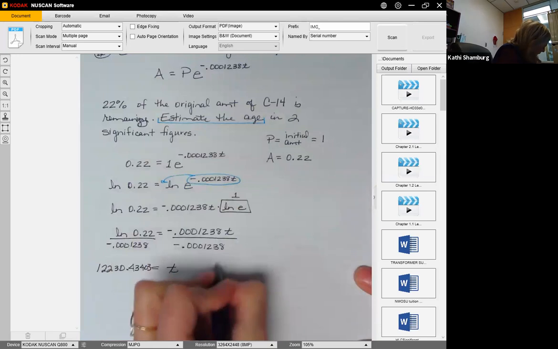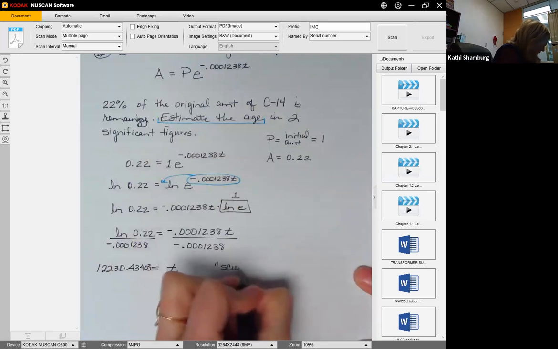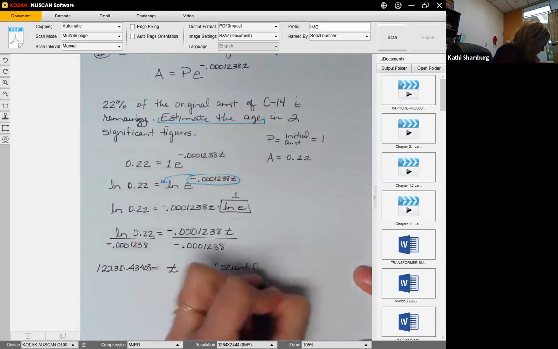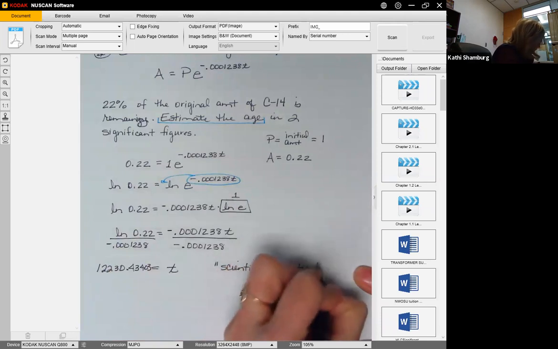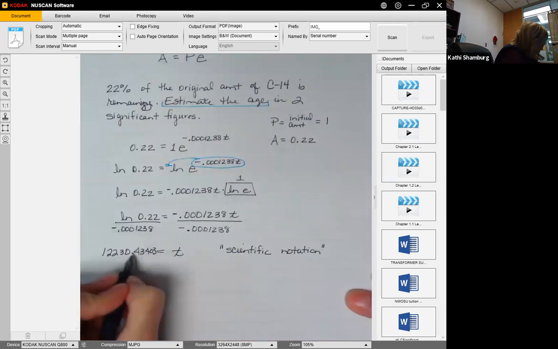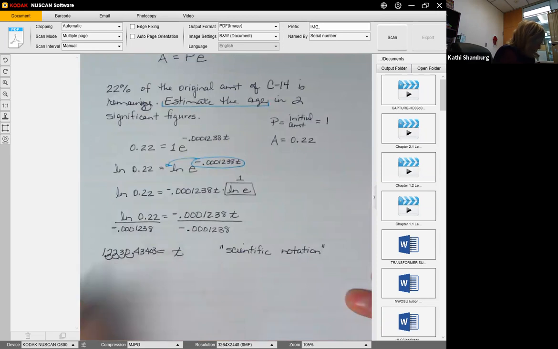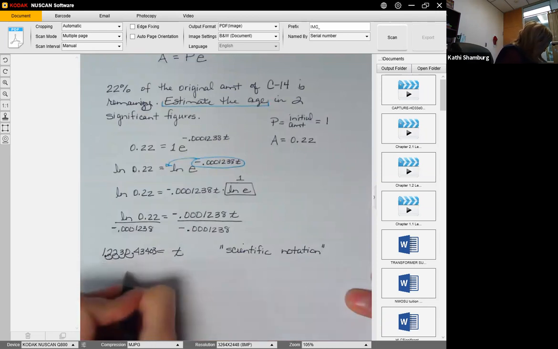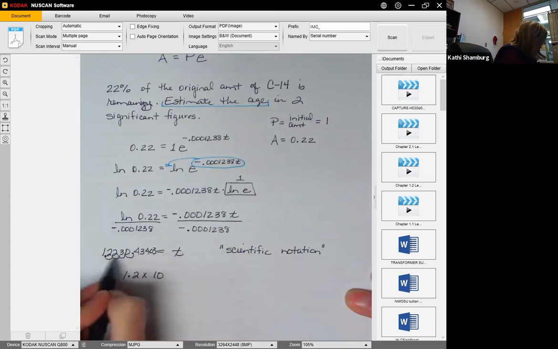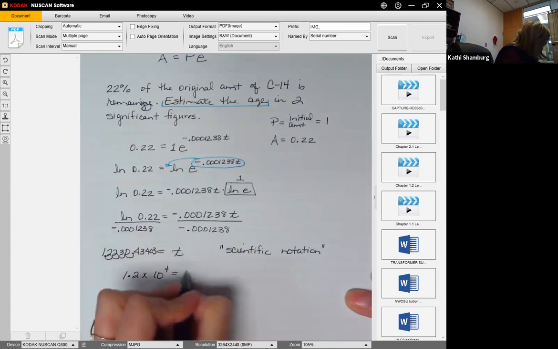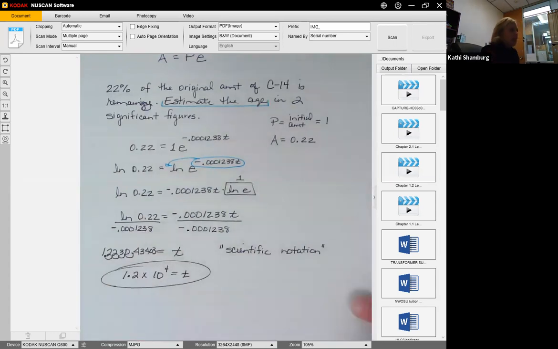All right, so if you recall, this said estimate the age in two significant figures. What that is basically asking you to do is to put it into scientific notation. And scientific notation means move your decimal after your first whole number. So that would be 1.2 times 10 to the 1, 2, 3, 4. We move the decimal 4 places. So just in case it asks you that. Okay, there we go.